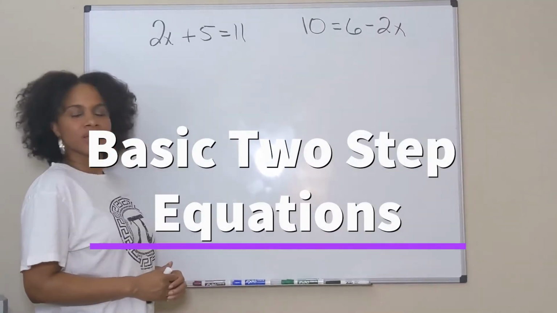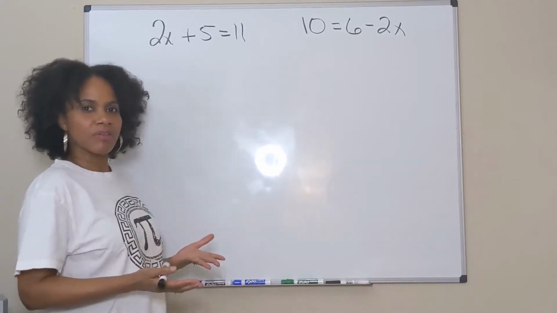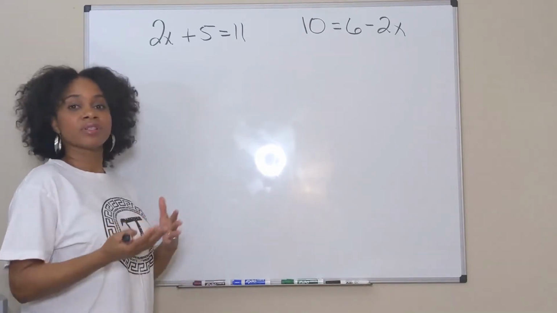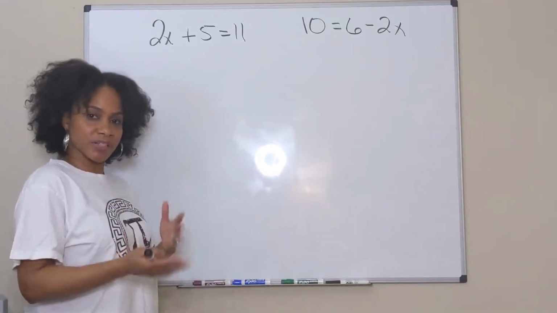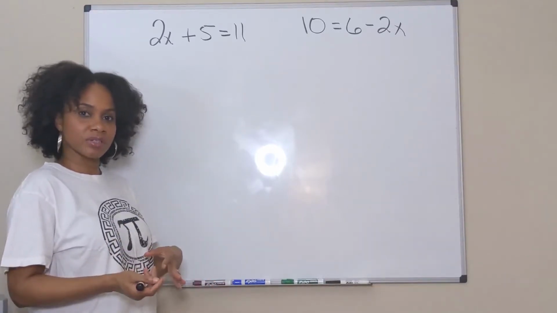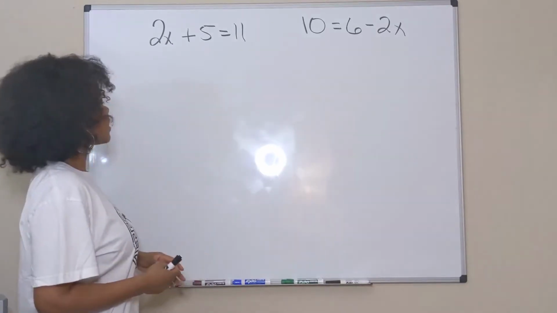Okay, so now we're looking at solving two-step equations. The way you solve an equation is you want to perform inverse operations. The inverse of addition is subtraction and vice versa, and the inverse of division is multiplication and vice versa. So you want to use those inverse operations, and your goal is to isolate the variable.